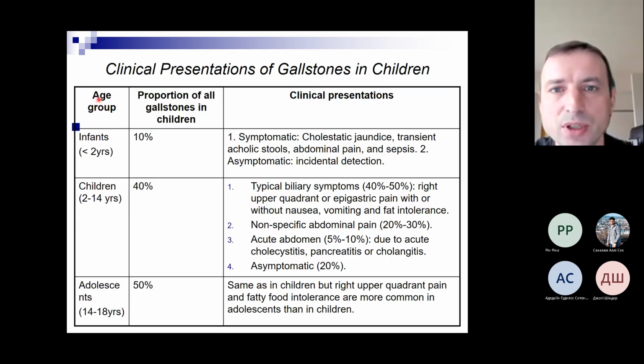Clinical presentation of gallstones in children: we divide them into 3 age groups. First, infants and children younger than 2 years. The clinical presentation is only cholestatic jaundice, transient acholic stools, abdominal pain, and sepsis if symptomatic. In asymptomatic patients, it is an incidental detection.